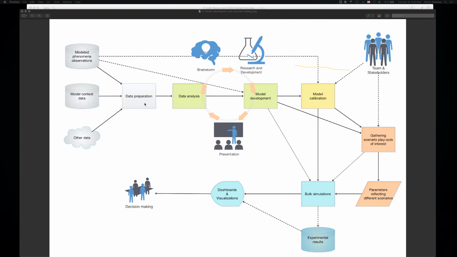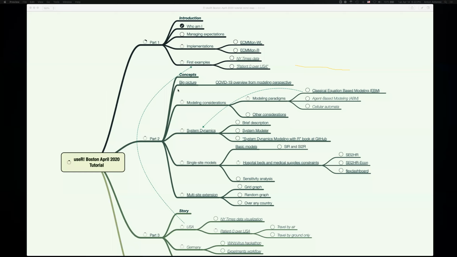When we calibrate the models, this can tell us how adequate our approach is. Obviously, I'm not thinking about one model here. There can be multiple models. We do bulk simulations, collect the experimental results, do the corresponding visualizations and dashboarding, and bring it to the decision makers. Model calibration, again, can be quite hard. So we do need to solicit opinions from both team members and stakeholders. I'm going to return to this big picture again at some point.